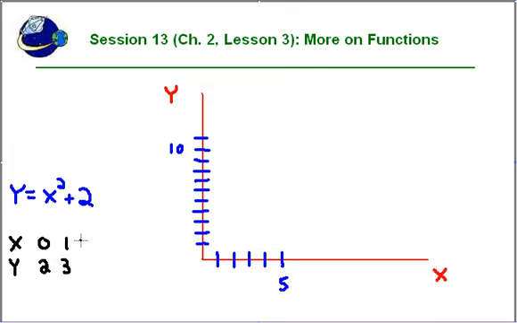Let's go ahead and choose x as being 2. What's 2 squared? Well, 2 squared is 4. 4 plus 2 is 6. And we'll go ahead and choose just one more here.